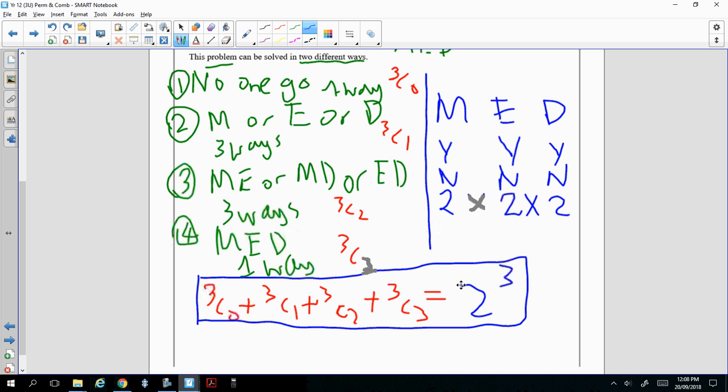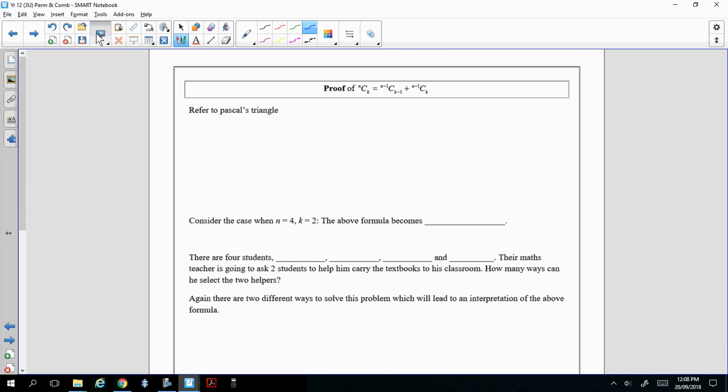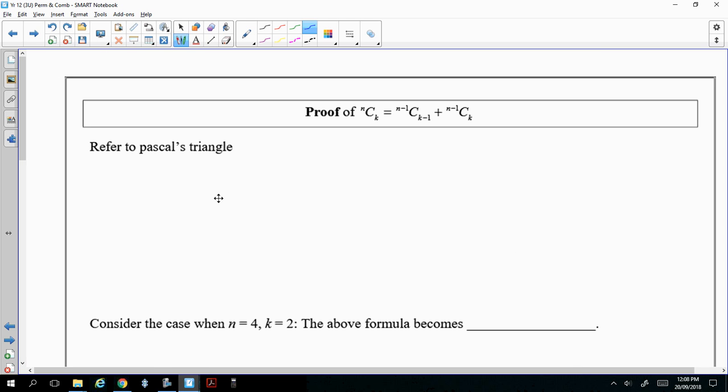The next one's not very interesting because it doesn't have Ian in it. So we're going to select 4 people again. All right. Refer to Pascal's triangle. So remember this rule. Where does that come from? It comes from Pascal's triangle.